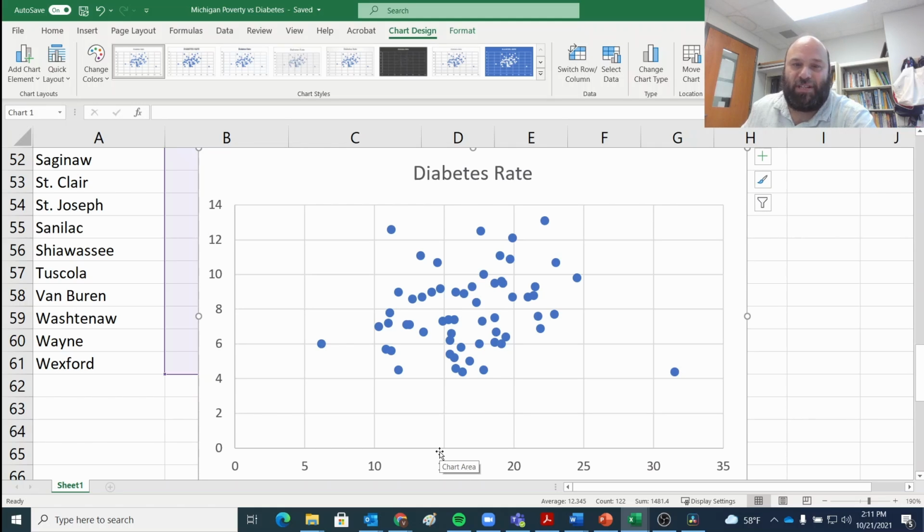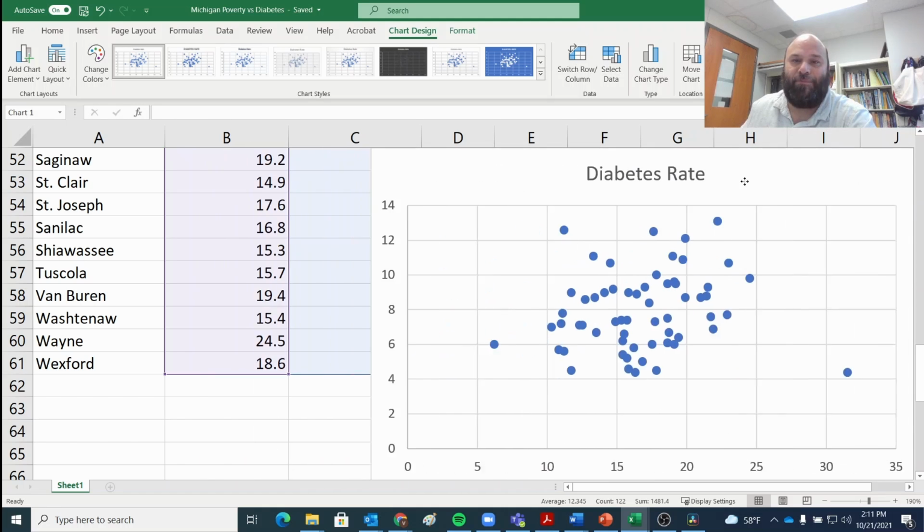Doesn't look very promising. Take a pause for a moment and try and guess what you think the correlation coefficient will be. Hopefully you've made a guess. Let's actually run the regression and see what we find.